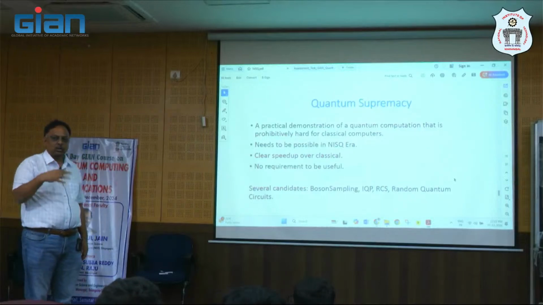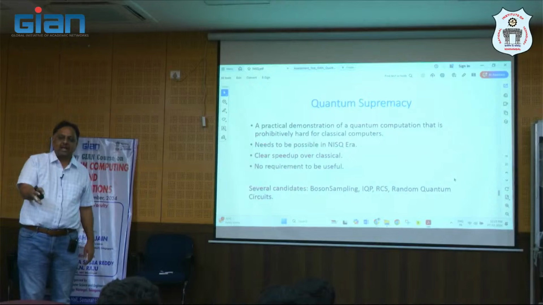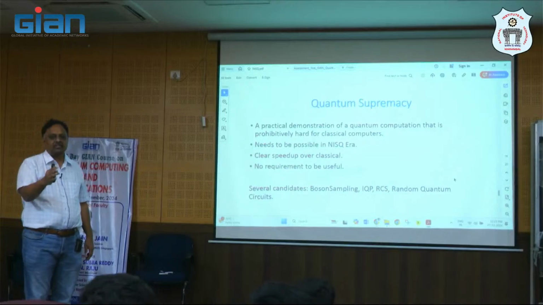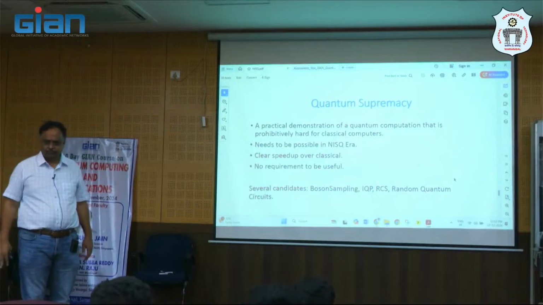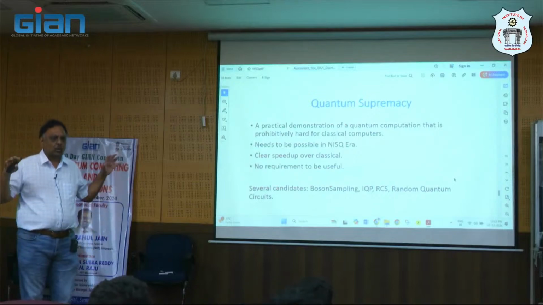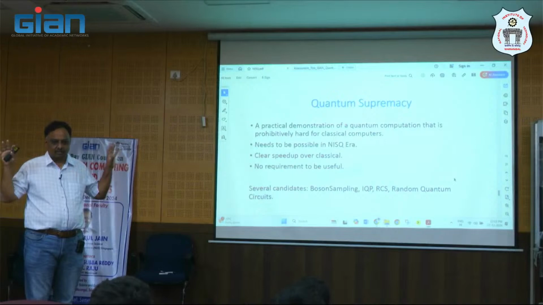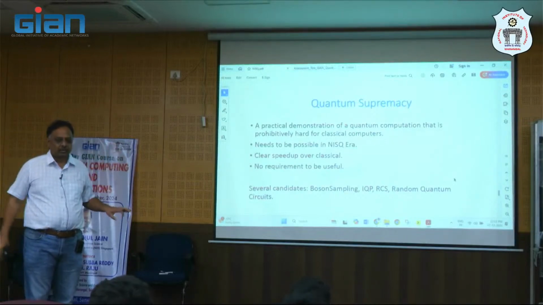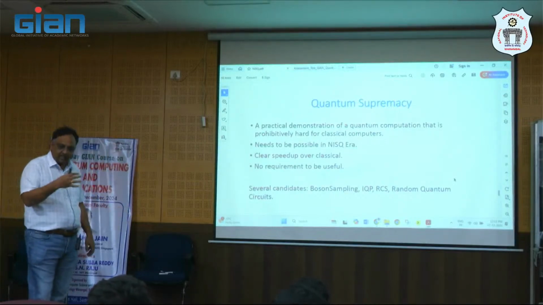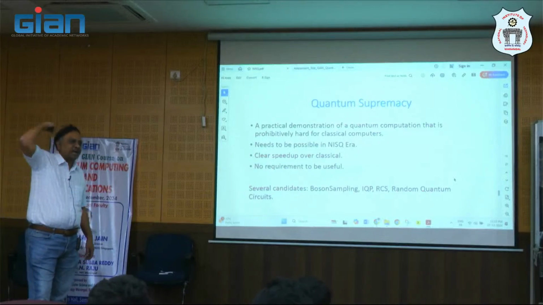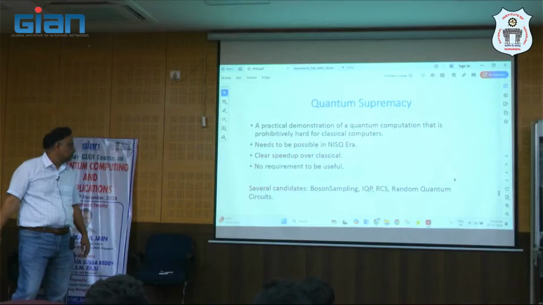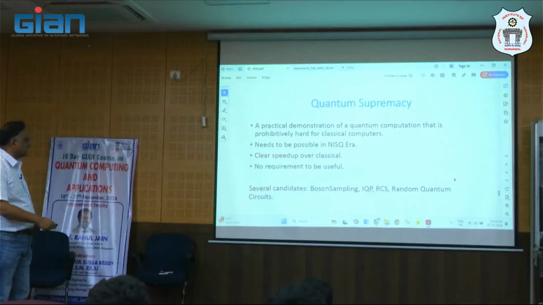Correct? That's all. So, some tasks which quantum computers can do, but classical computers will find it hard to do. That is what is called quantum supremacy or quantum advantage. Quantum supremacy, so to say. Quantum advantage, they say more in terms of real world useful tasks. Quantum supremacy is with respect to any task, doesn't matter what. So several candidates are there: boson sampling, IQP, RCS, etc.